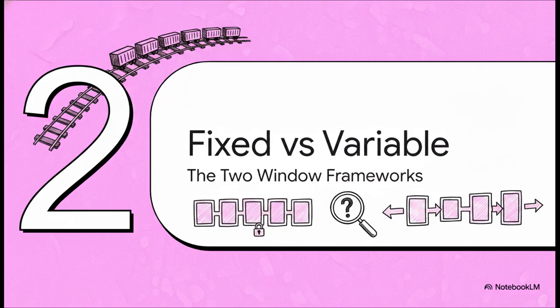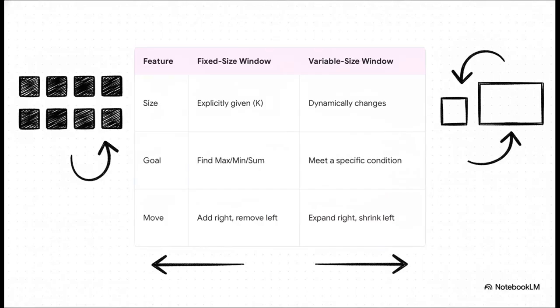Let's break down the two main frameworks. So every sliding window problem in the universe falls into one of these two buckets, and the divide is actually pretty stark. In a fixed size window, the size, let's just call it k, is explicitly handed to you in the problem statement. Your goal is usually to find a maximum, a minimum, or an average within any contiguous block of that exact size k. On the flip side, in a variable size window, the window size is not given to you. In fact, the size is usually the actual answer you are trying to find. You have to dynamically grow and shrink the window to find the optimal size that meets some specific condition.